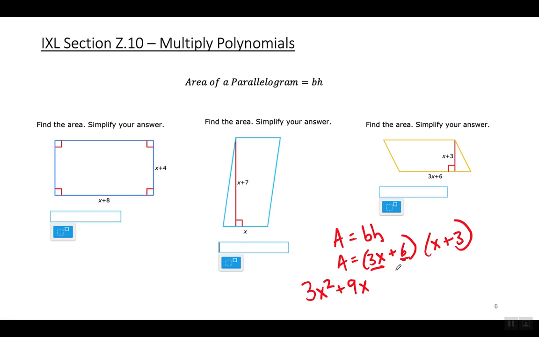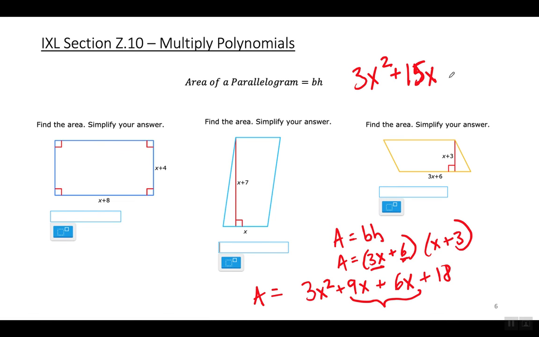Now I do the same thing with the second term. 6 times x is 6x. 6 times 3 is 18. And now combine like terms right here in the middle. So my final answer, I'll write it at the top because I'm running out of space, is going to be 3x to the second power plus 15x. That's a 15. Plus 18. Okay, that's going to be my final answer.